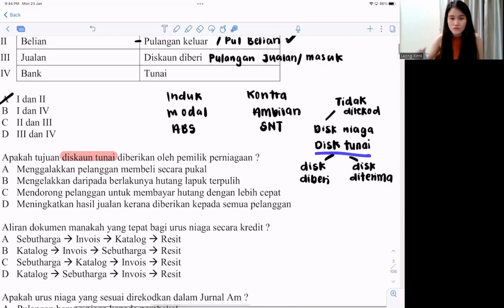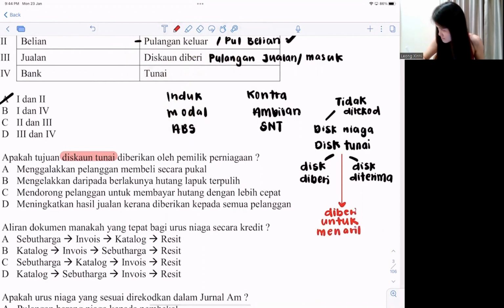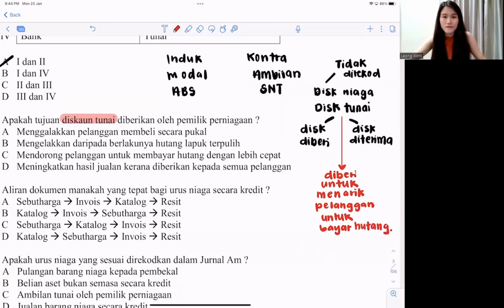While discount tunai is to be given to those that are secara credit transaction. Means I want them to pay faster. Okay. Diberi untuk menarik pelanggan untuk bayar hutang. Okay.